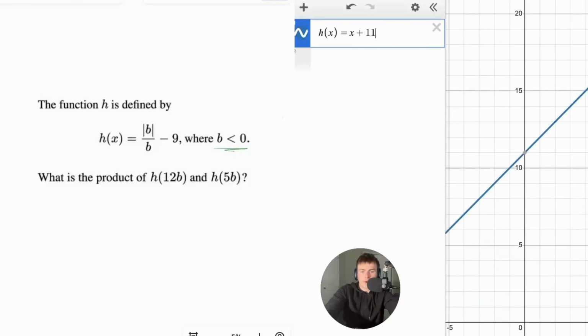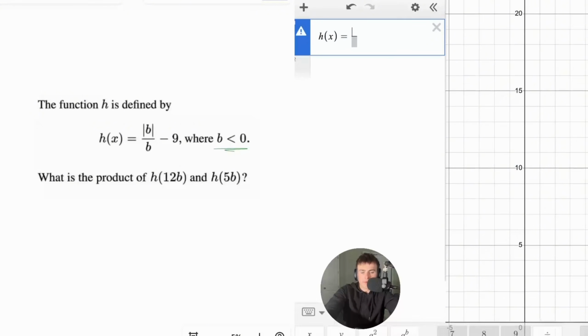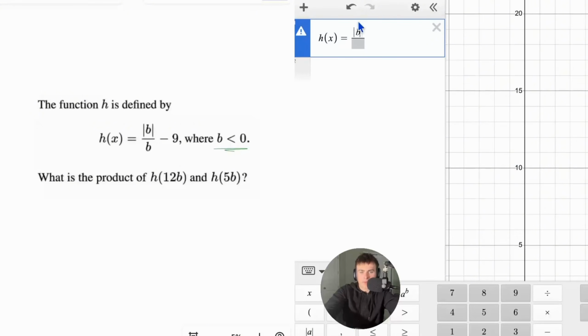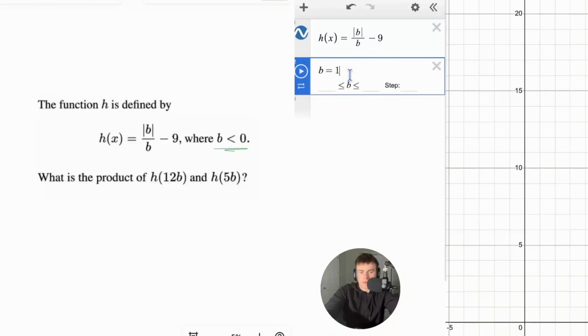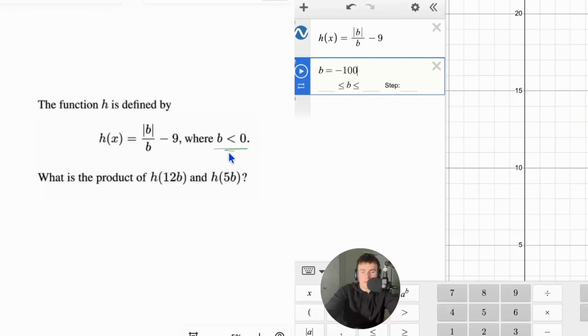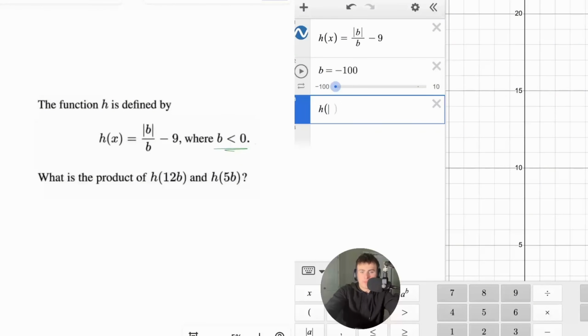So let's define h of x first. Absolute value is going to be right here. Absolute value of b over b minus 9. And then b is less than 0, right? So let's say b is like negative 100. It doesn't matter what number you specifically pick as long as you fulfill the condition. So next line, we just do h of 12b times h of 5b, and the answer is 100.